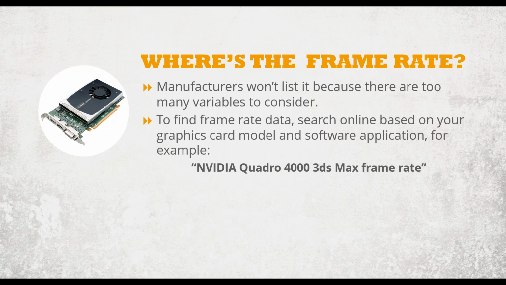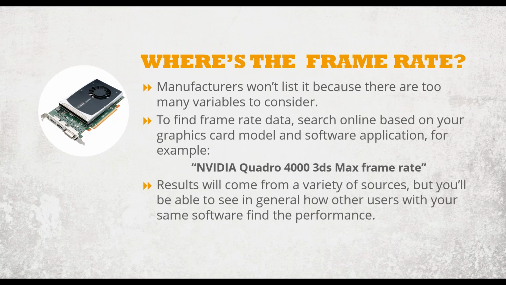What I recommend is just do a Google search, put in the manufacturer model number, in this case NVIDIA Quadro 4000, put in the application software like 3ds Max, and then put in frame rate. Execute your search and watch what comes back. What you're going to see is results from a variety of sources. You'll see some things from like Tom's Hardware or Trusted Reviews. You'll probably see a lot of posts, for 3ds Max for example, produced by Autodesk, so you'll see a lot of things in their user communities that are valid. You may see reviews in PC Magazine.